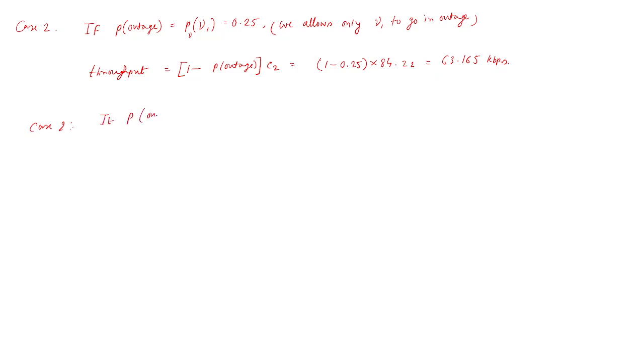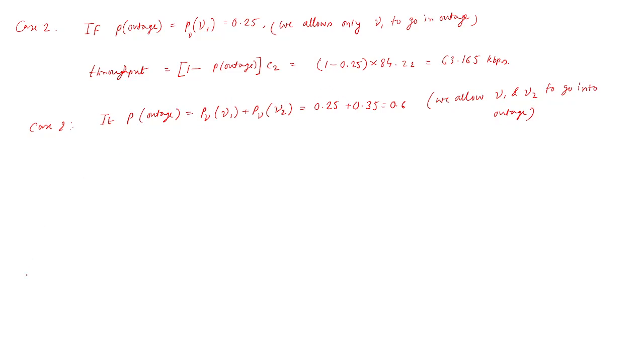Now you are saying I am not satisfied with that, I am willing to trade off more probability of outage. That is, I can tolerate probability of outage equal to probability of gamma 1 and gamma 2, which corresponds to probability of C1 and C2, that is 0.25 plus 0.35, that is 0.6. That is, we are allowing gamma 1 and gamma 2 to go into outage, because 60% of the time the channel capacity is either C1 or C2.